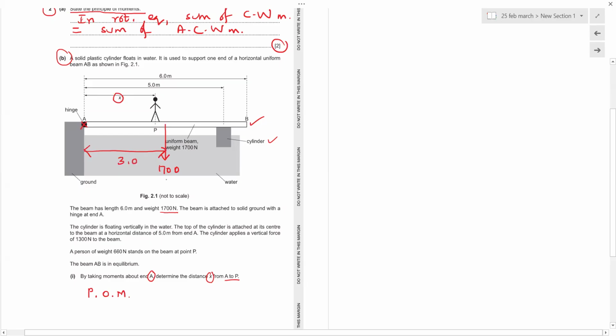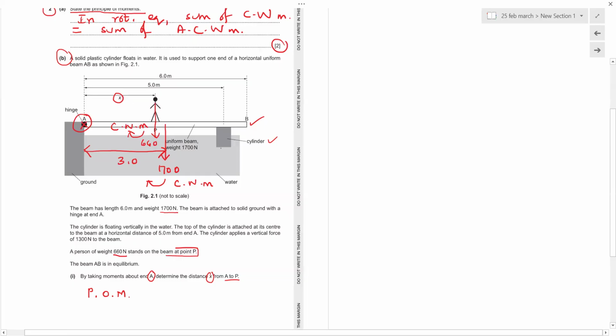The other thing is, if we see the moment about A, it goes like this, so this is a clockwise moment. Then there is a person of weight 660 Newton standing on the beam at point P. This person is at distance x away, exerting a force of 660 Newton. Again, clockwise moment, because the pivot is at A.